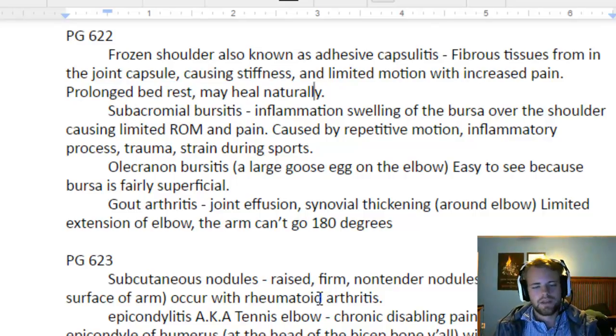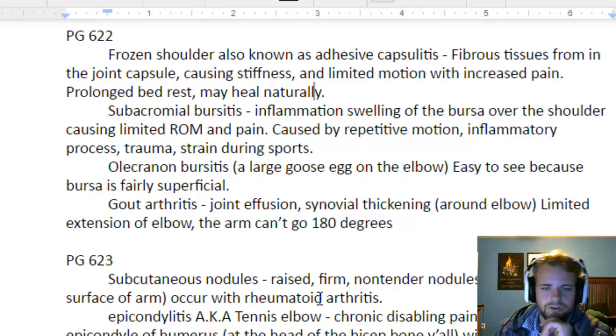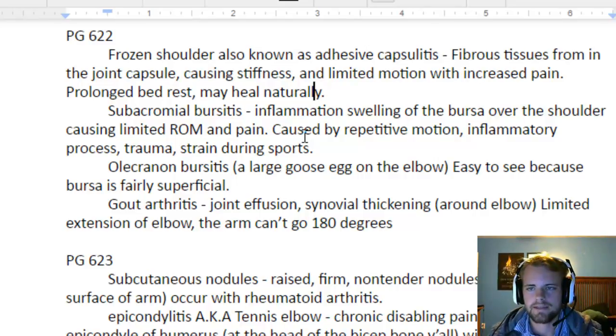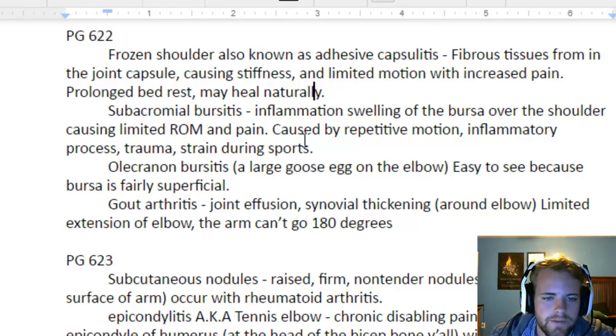So if you're just laying in a bed for prolonged periods, say you have to be in the hospital, your shoulder, I guess you can look at it, will be frozen like a supernatural kind of movie where a hero is frozen and comes back to life. It may come back to life naturally and need no treatment whatsoever.